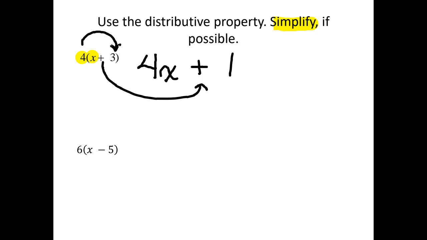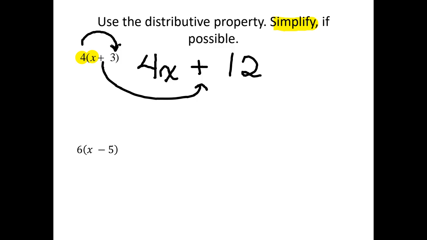Now, notice these terms are not the same. One has a variable and one does not have a variable. So you cannot simplify. Okay. This has got 4 with an x behind it. Then we have the 12. Okay. So be real careful.